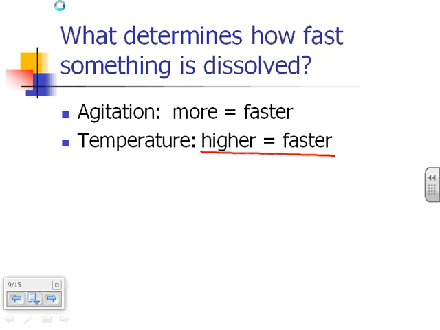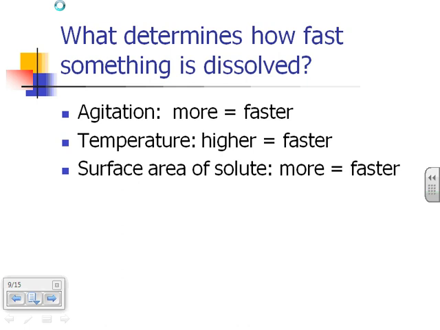If you try to put it all together in the cold water initially, it takes a long time for that sugar to dissolve. Next, surface area of the solute. Again, the solute is the solid stuff, the sugar. The more surface area you have, the faster it's going to dissolve.